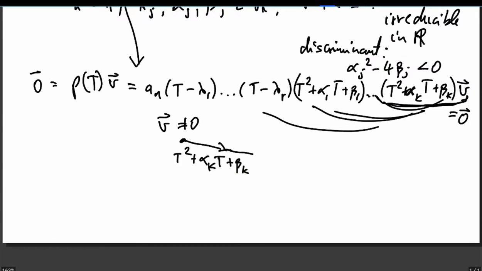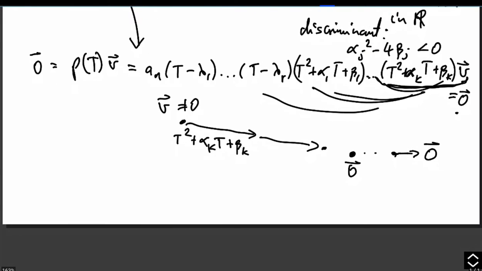Then we get a new vector. Then we apply the next one and the next one. So we get a new vector, new vector, new vector. And then suddenly, somehow, at the end it's supposed to be equal to the 0 vector. So at some point, maybe not the very last one, we reach the 0 vector with these mappings.